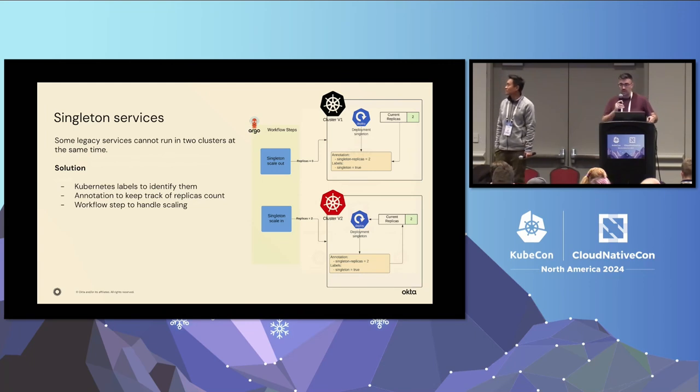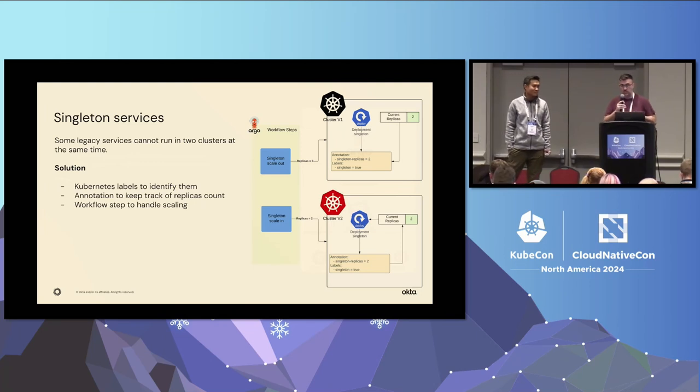Like we mentioned earlier, the service owners will use our customized plugin, which exports many customized generators that they can use to generate nice Kubernetes manifests. One such annotation is a singleton service annotation. So they will indicate that their service needs to run exclusively in one cluster.